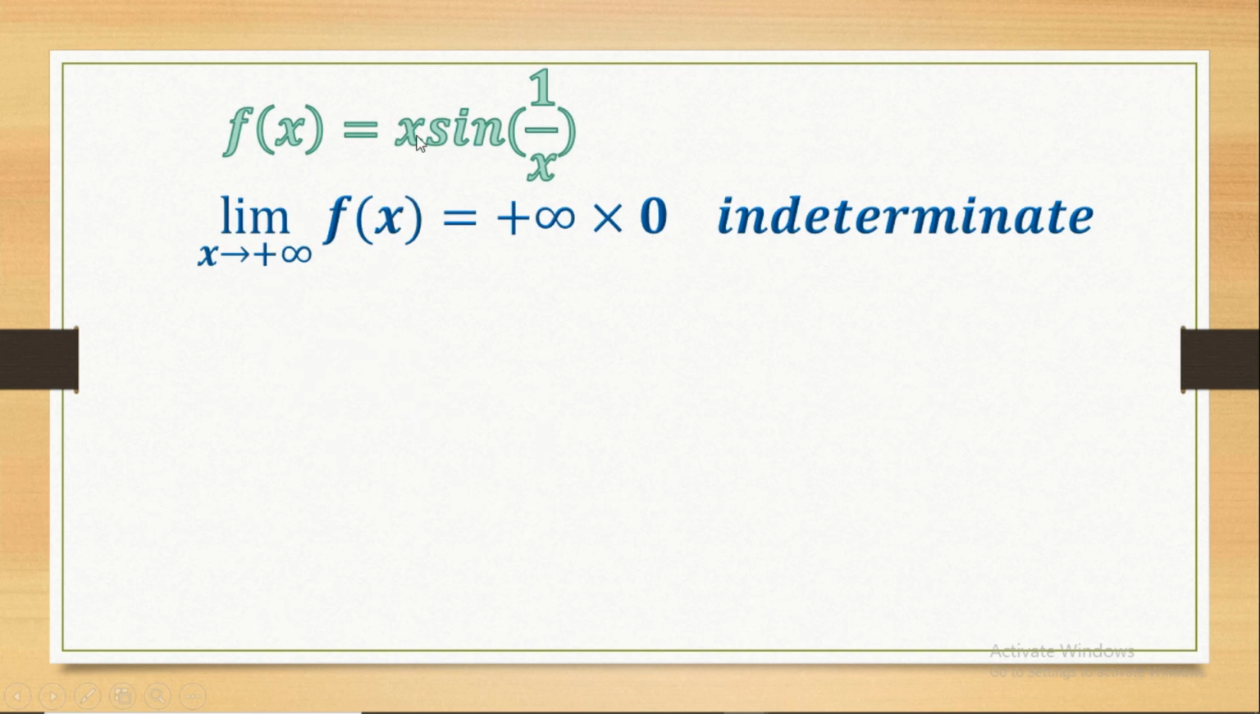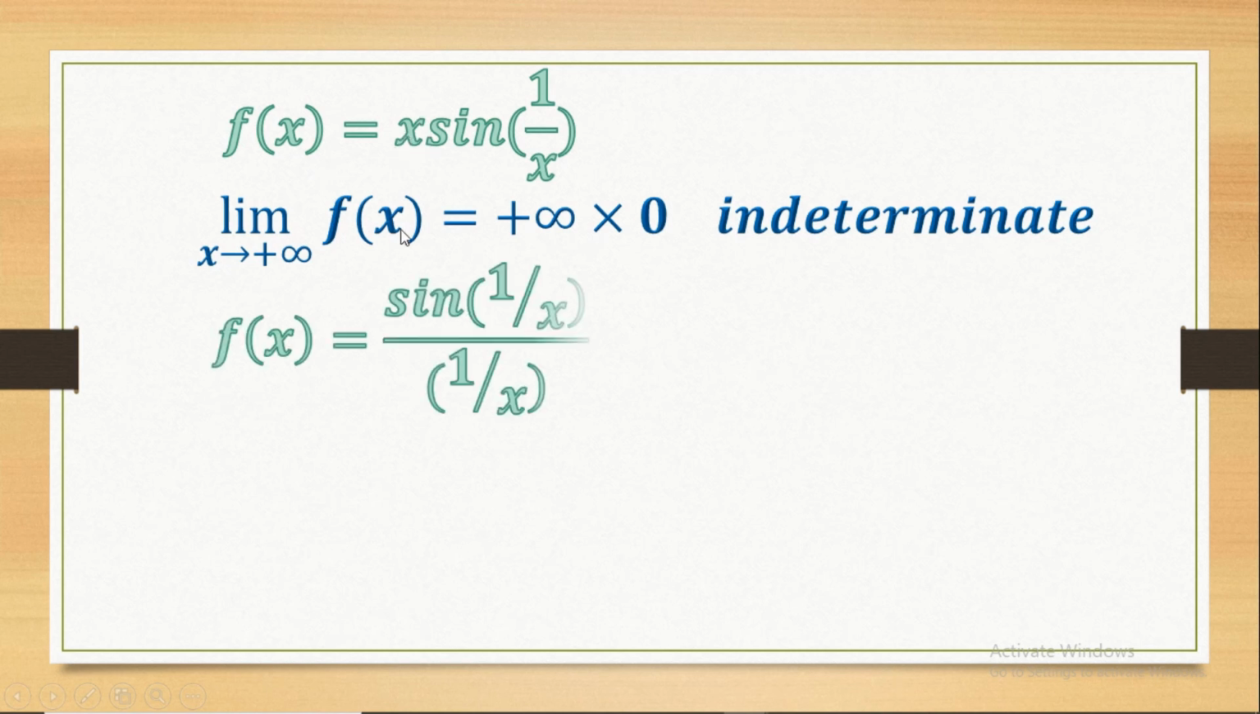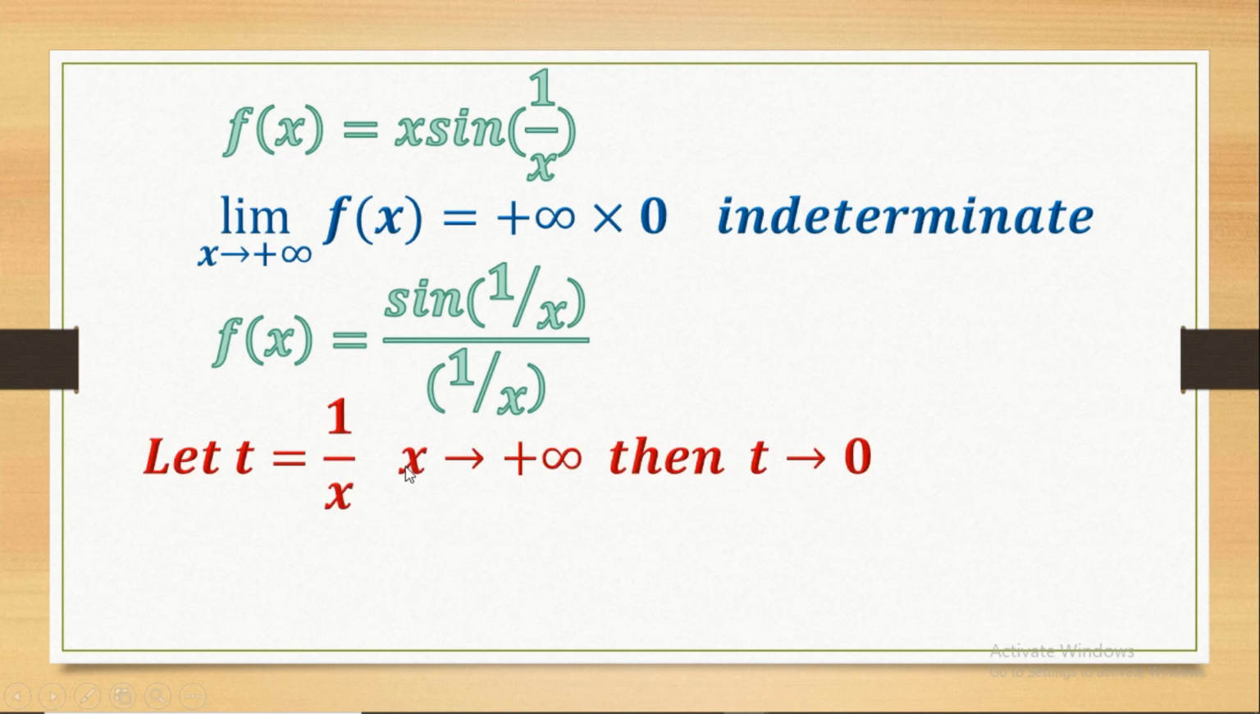If you note something here, x is x over 1. If we move it to the denominator, we can reverse it to 1 over x. Then f of x is equal to sine 1 over x all divided by 1 over x. Well, how to calculate the limit of f of x at plus infinity in this case?